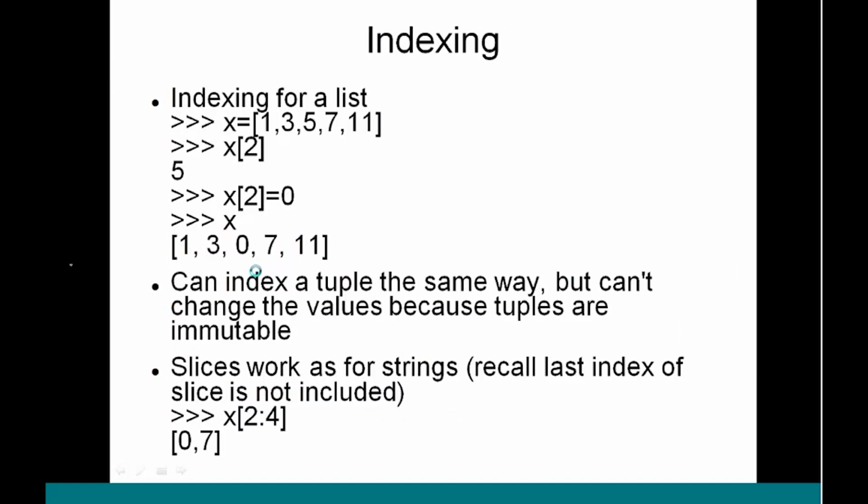Now let's look at some of the indexing. So the indexing, we know that it starts from 0, 1, 2, 3, and 4. So in this case, x[2] is 5, because it's counting from left to right, 0, 1, and 2. And then when we do an assignment with x[2] equal to 0, since it is mutable, it changes that, and the 5 is replaced with 0.